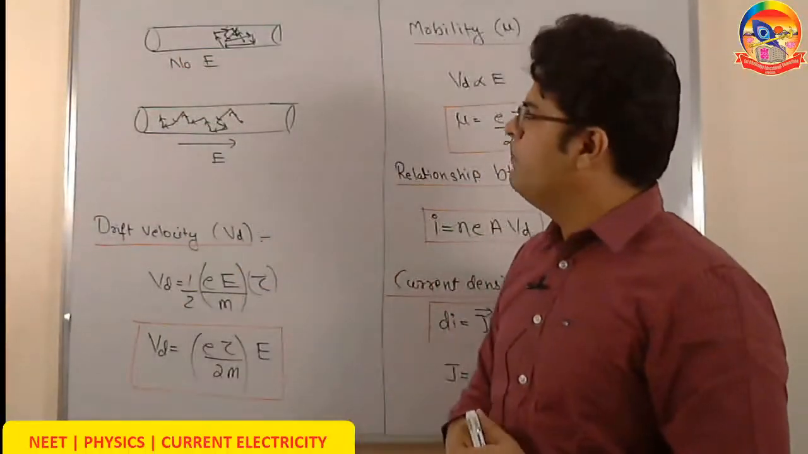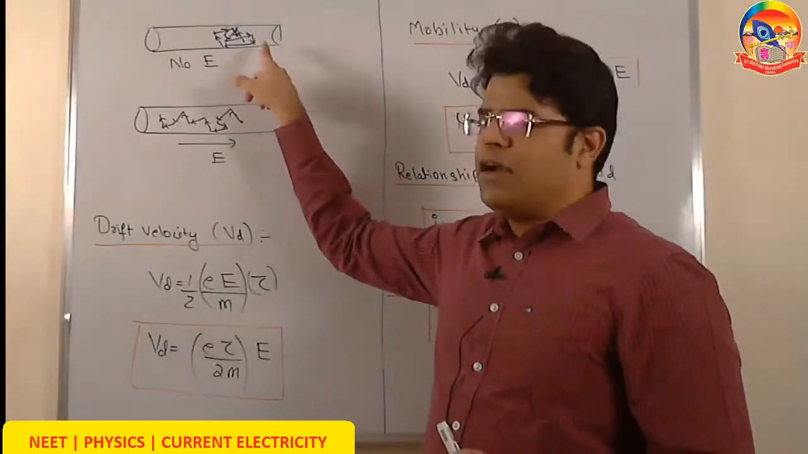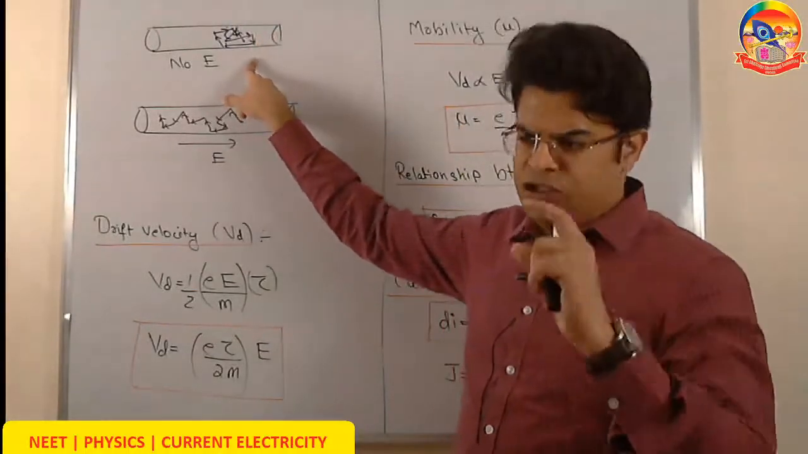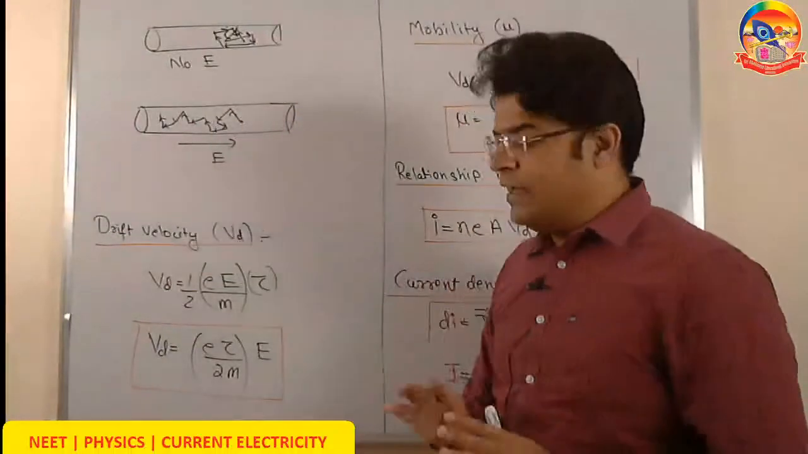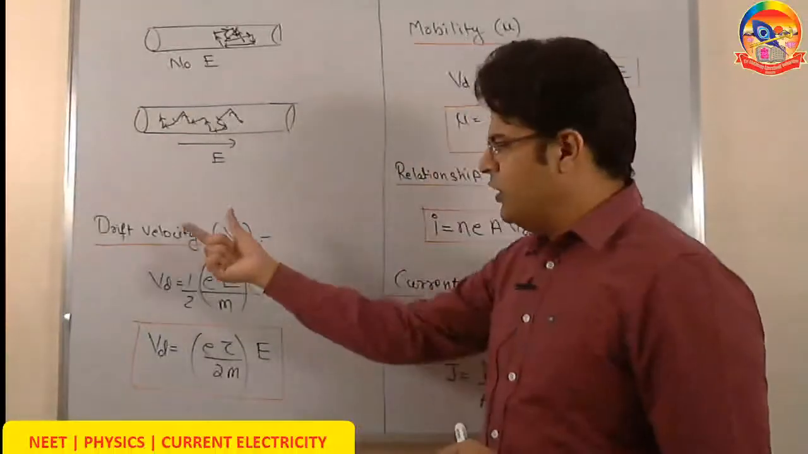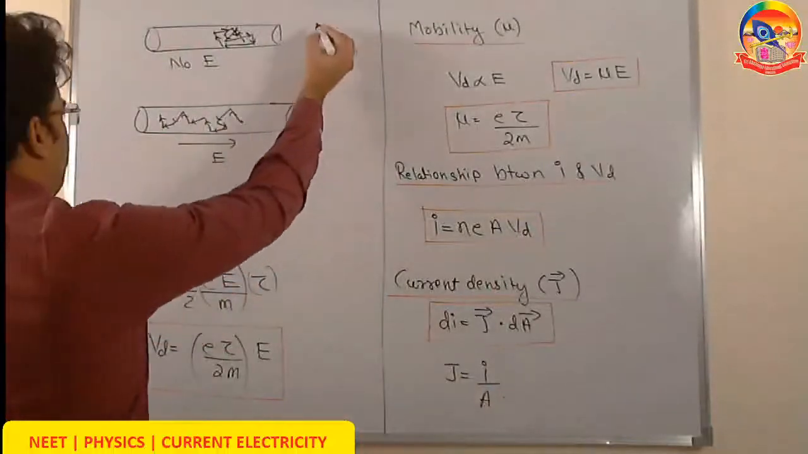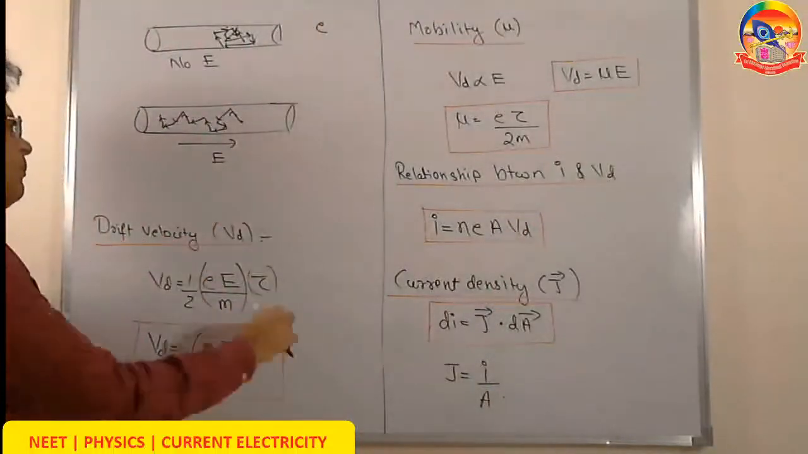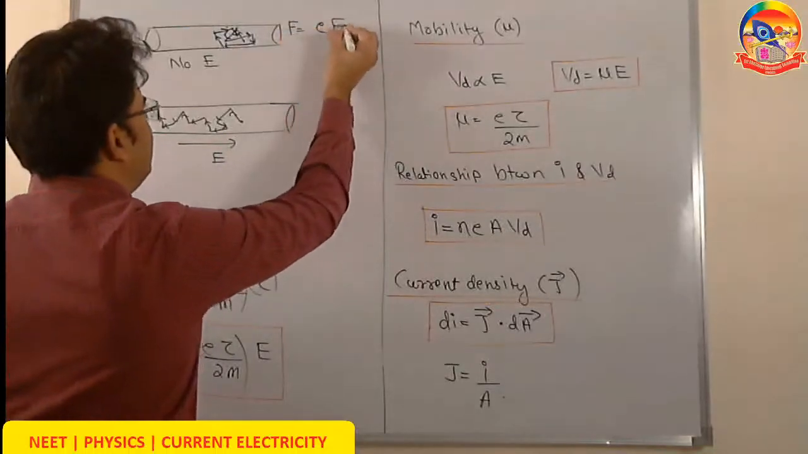Now, what is the average velocity of the electron when no electric field is applied? That is 0. What is the average velocity of the electron when an electric field is applied? It is non-zero. This average velocity gained by the electron is called the drift velocity. How to find it? We know that the charge on the electron is e. If you place an electric field E, then the force acting on the electron is eE.